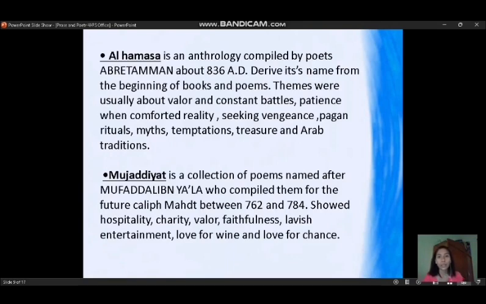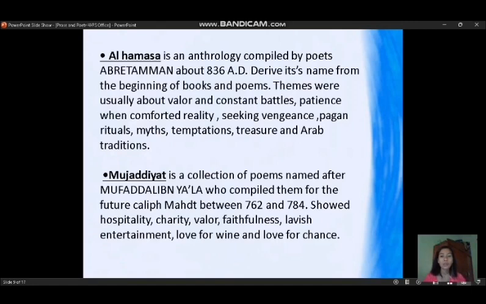It's an anthology compiled by the poet Abu Tammam about 836 AD. It derived its name from the beginning of the book of poems. Themes were usually about valor and constant battles, patience when confronted with reality, seeking vengeance, pagan rituals, myths, temptations, treasures, and Arab traditions. So last is Mufaddaliyat.